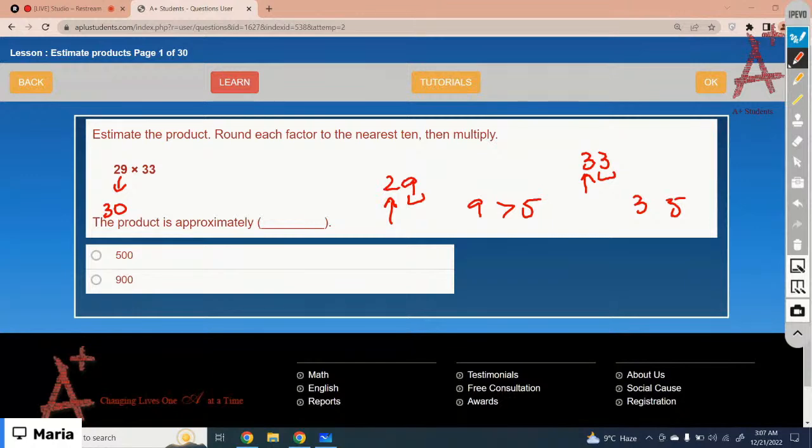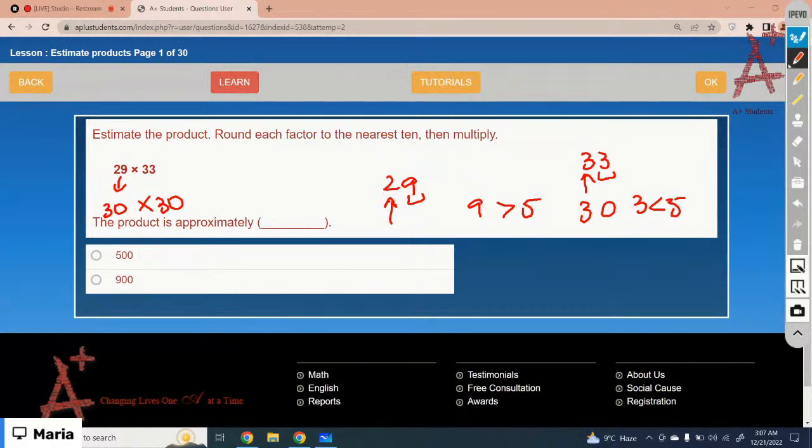3 is less than 5. Got it? So you have to round off to the same 10. Write 3 as it is and replace the digit with 0. So it would be 30 times 30. Got it? So 3 times 3 is 9. So the product is 90. 3 times 3 is 9. So it would be 90. Got it?